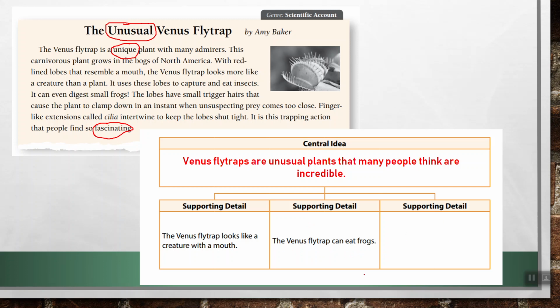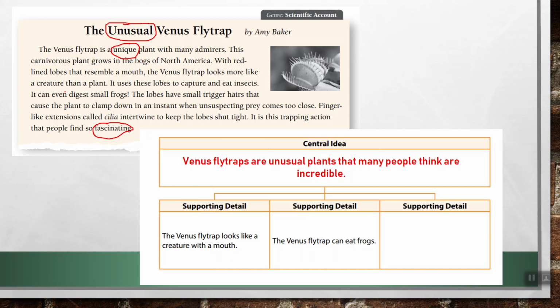We need one more detail that helps develop this idea that plants are unusual and incredible. I'm going to skim through the text. When you skim a text, it means you're looking quickly for a specific reason. In this case, we're looking for another detail that would explain why the Venus flytrap is unusual and why we would find it incredible. Let's skim real quick.